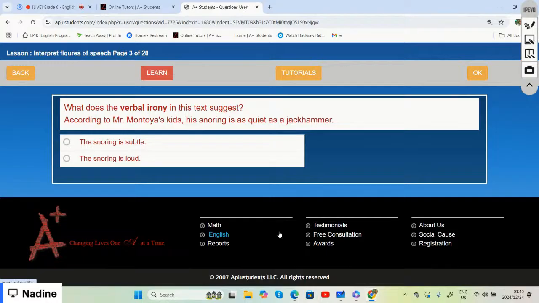All right. So according to Mr. Montoya's kids, his snoring is as quiet as a jackhammer. Does it mean that his snoring is subtle, or option two, the snoring is loud?